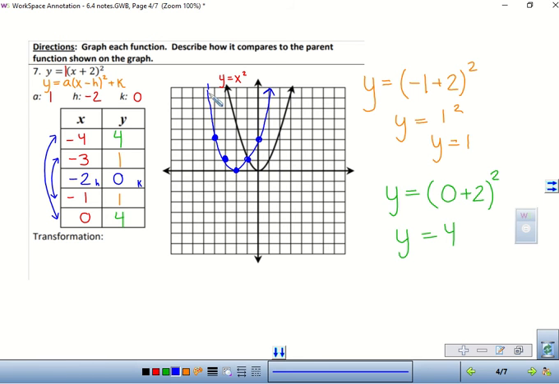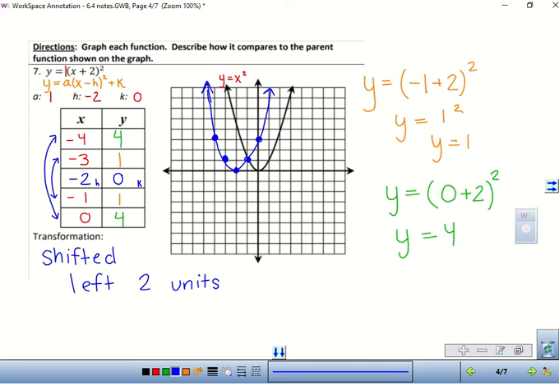So now we're going to graph this. And now we're going to talk about the transformation. So looking from the black function to the blue function, what happened to it? It shifted. Good. It shifted left how many units? 2? Yes. Left 2 units.